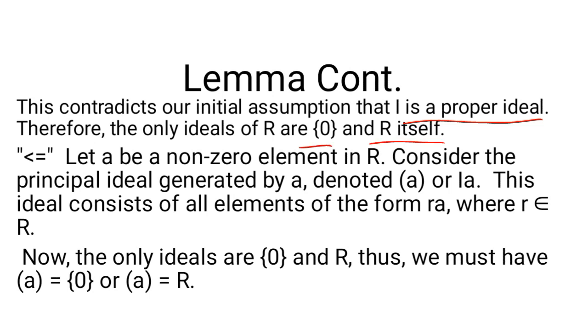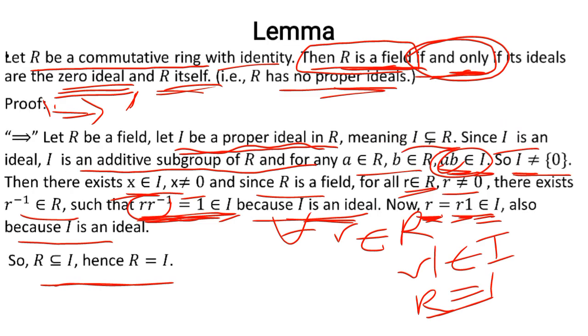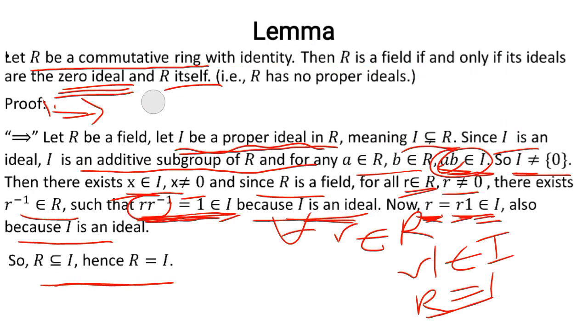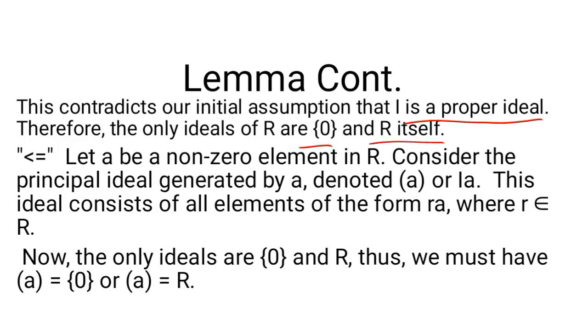Okay, the next direction is where we're going next. So for the next direction, we're going to be accepting that the only ideals are the 0 ideal and R itself. So we need to prove that R is a field. So let's go. Now let A be a non-zero element in R. So we pick a non-zero element A.